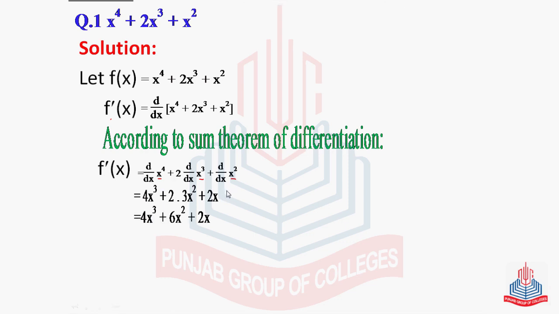So the final answer, or the derivative of the given function, will become 4x³ + 6x² + 2x.